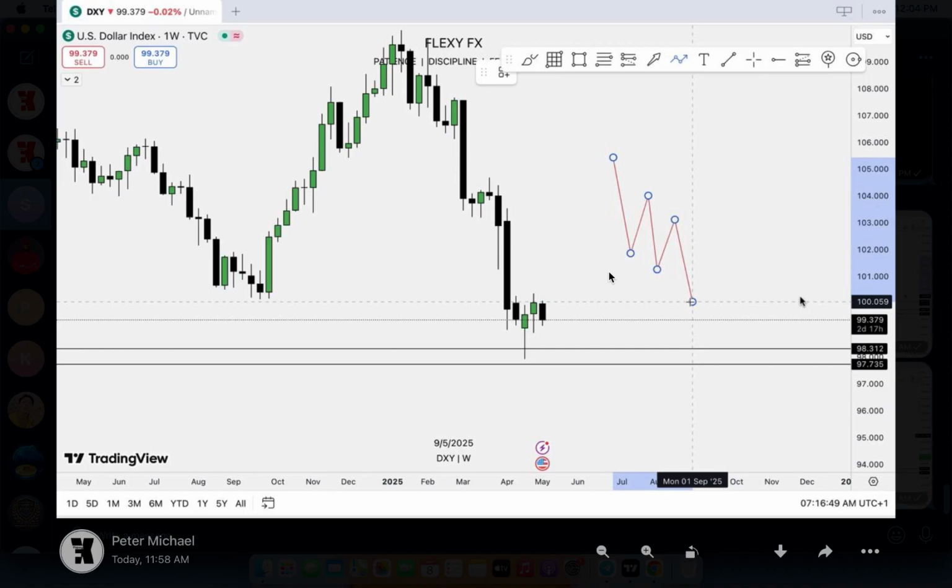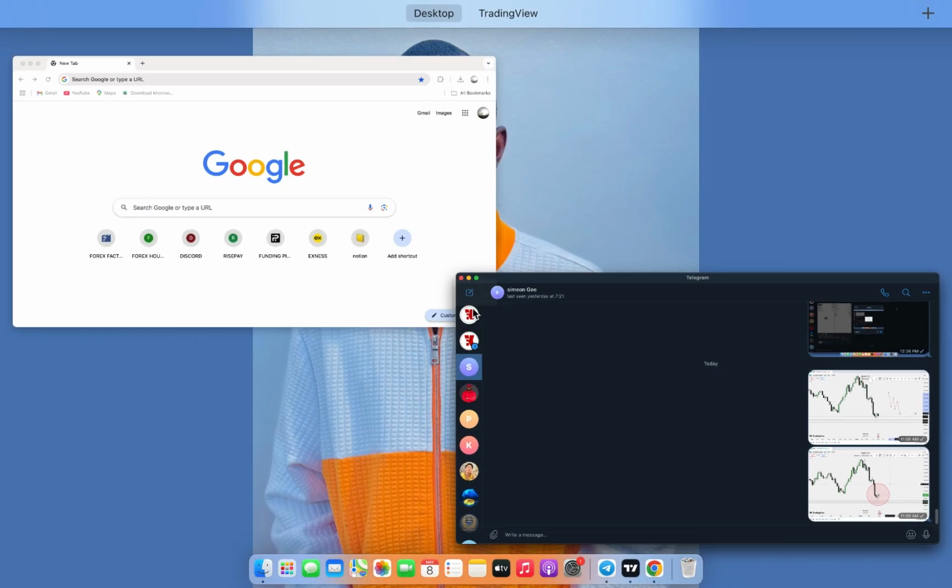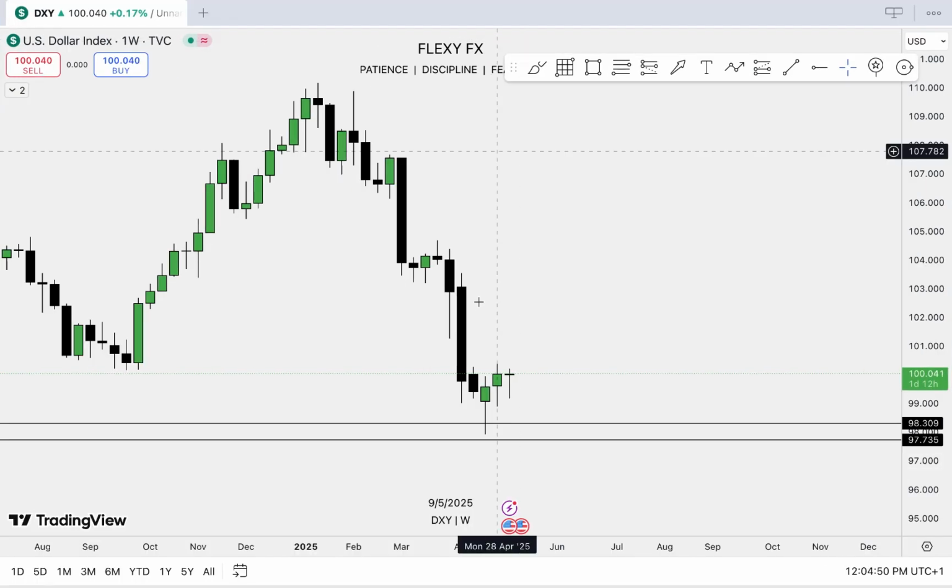Guys, if you're watching, the picture you see right here was a video I shared with my Telegram community, and then I was telling them about the ICT three candle formation. Now this is on the weekly time frame. We are going to go to the chart, then I'll show you what exactly played out. Let's go straight to the chart.